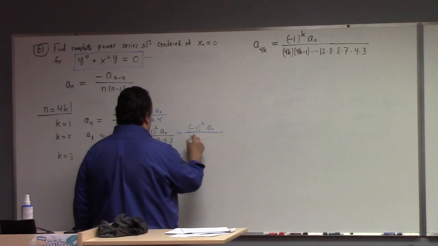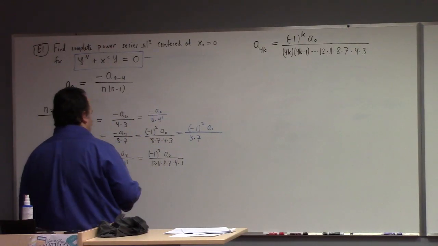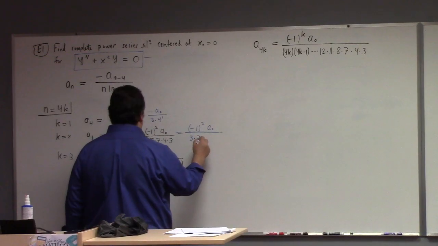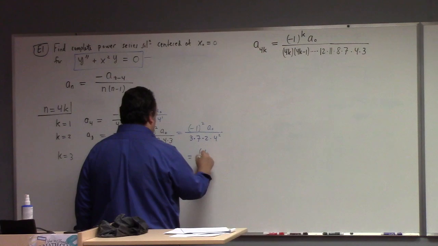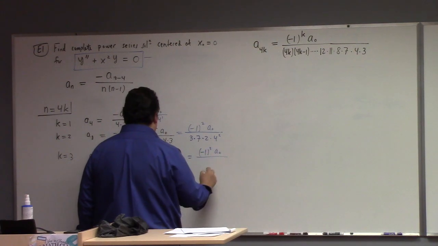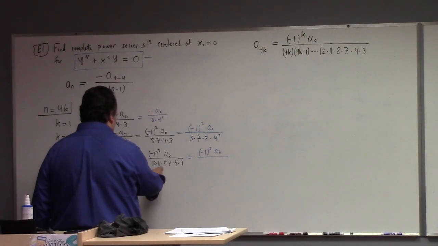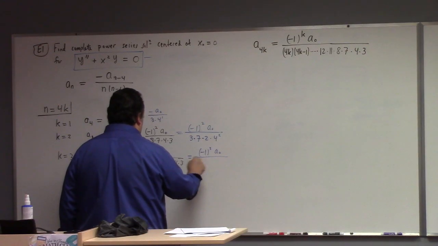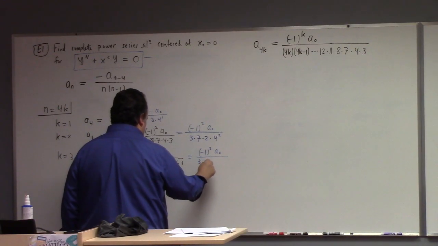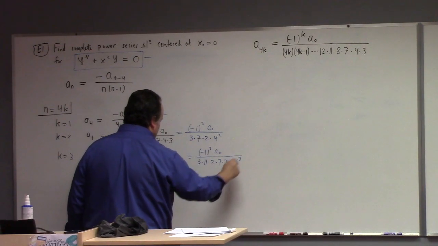I guess 3 times 7. If I do that, then I need, that's ugly. I get a times 2 times 4 squared, I guess. Minus 1 cubed a sub 0. If I pull out the factor of 4 here, I've got 3 times 11 times 2 times 7 times 3 times 4 cubed here.